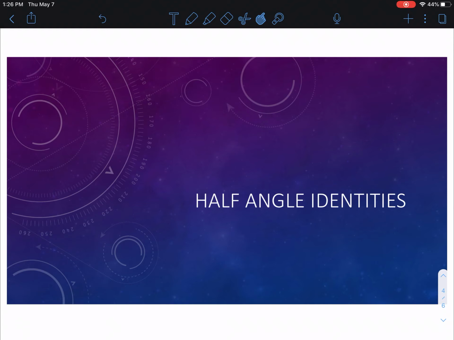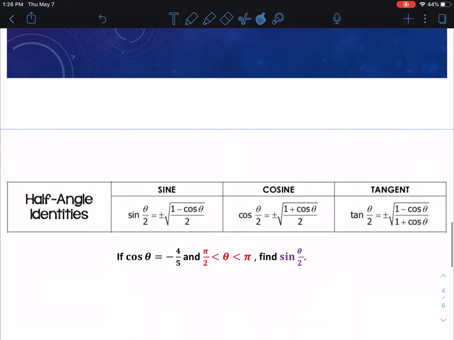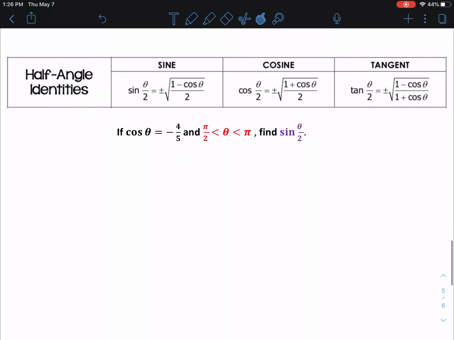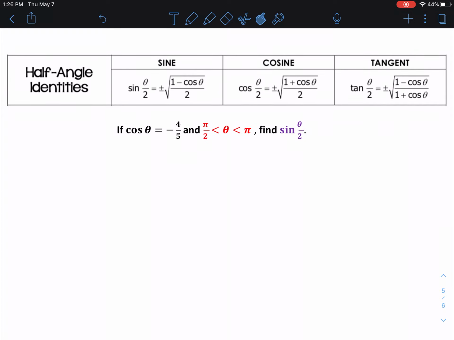All right, so now that you know about double angle identities, let's talk about half angle identities. And here are half angle identities. You'll notice the square root involved in these, and a plus or minus for all of them, just because of the square root. So this first one says if we know what cosine is, and the angle is in quadrant 2, then find sine of theta over 2.